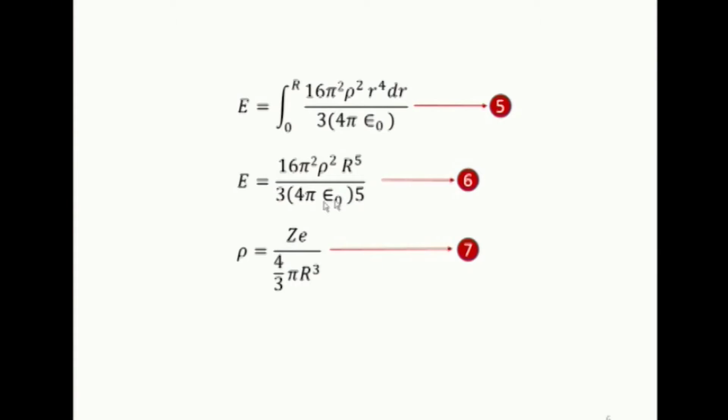We said it is charge per unit volume. Now what is the charge held by the whole sphere, the whole nucleus? It is Ze. So this is the charge held by the nucleus. And what is the volume of the nucleus? 4 by 3 pi capital R cubed. Understand? Total charge divided by total volume gives the charge density rho. Now we can easily substitute this rho into equation 6, and we will get almost the final result.